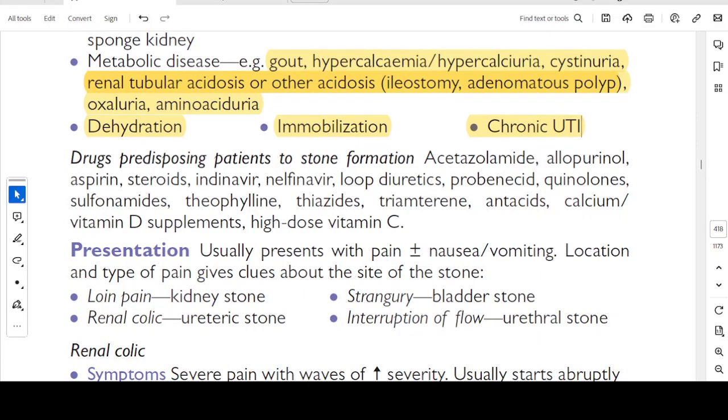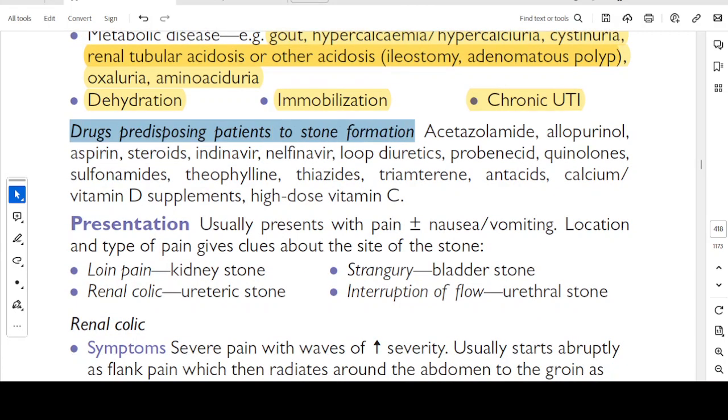Drugs predisposing patients to stone formation. These are the drug causes of nephrolithiasis: acetazolamide, allopurinol, aspirin. Allopurinol causes uric acid excretion and uric acid stones. Aspirin, steroids, indinavir, nelfinavir, loop diuretics. Loop diuretics cause excess uric acid excretion. Probenecid, same, causes excess uric acid excretion. Quinolones, sulfonamides, theophylline, thiazide diuretics again cause uric acid excretion.